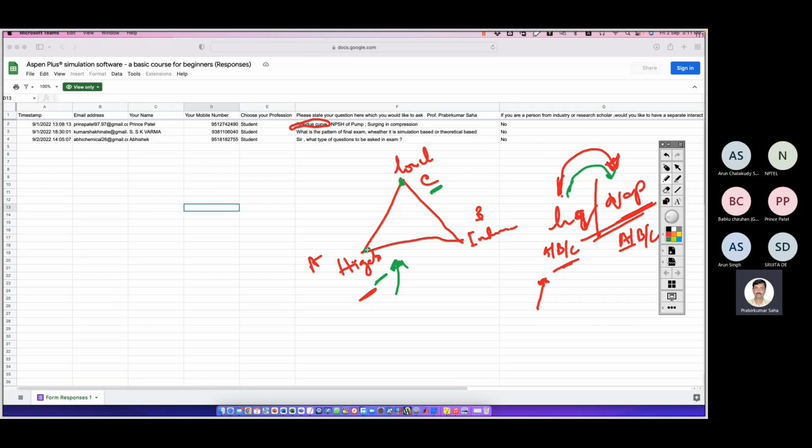Okay, so after some time it will be somewhere here, because initially this will be the highest position, because A will be there in liquid phase. But as you increase the temperature, the mole fraction of A will reduce.